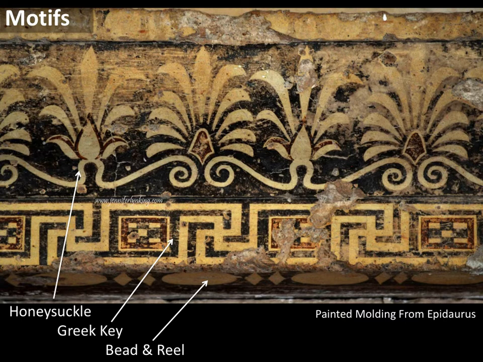So here again, you see a honeysuckle motif there at the top, a row of honeysuckle, a row of a Greek key that actually has a bit of a swastika built into it. That is actually a very ancient form. And then underneath it is the bead and reel again.